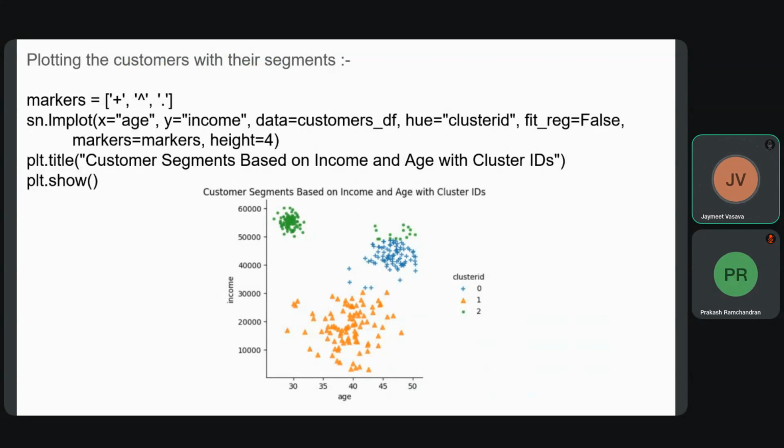Now we'll be plotting the graph with the help of the cluster IDs, and to set them apart, we'll be using different symbols while plotting them, so it's easier for us to see the observations. When we plot that with the help of the symbols and the cluster IDs, you can see how the observations are plotted.